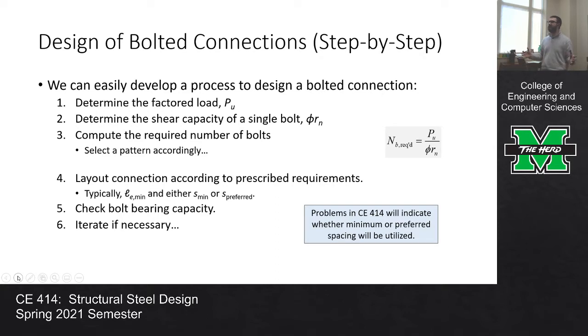Once we have that pattern of bolts, we have to actually lay it out, spacing them from each other and deciding how far apart we're putting them from the edge. Now, we typically use the minimum edge distance to lay them out, and we use either the minimum or the preferred spacing. And I want to explain why we use minimums and not maximums.